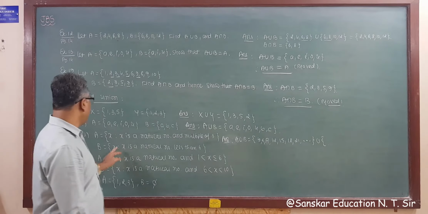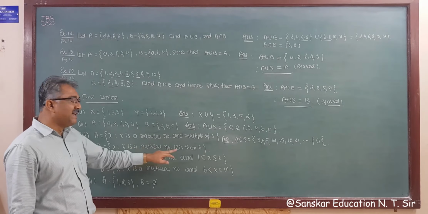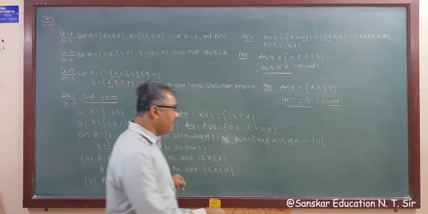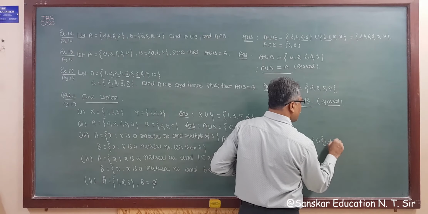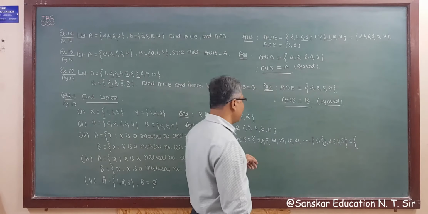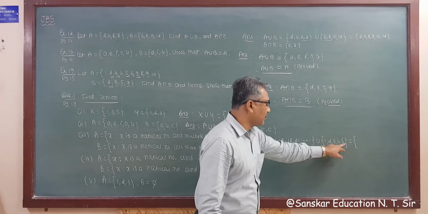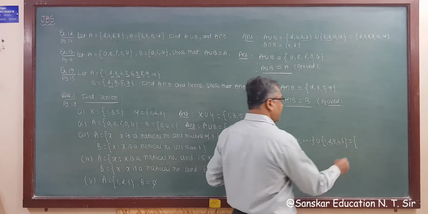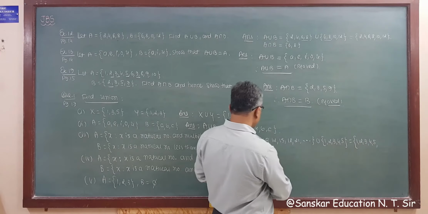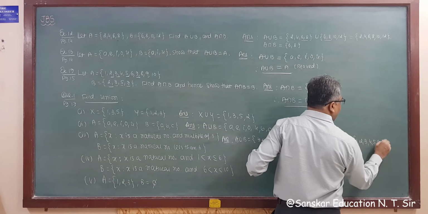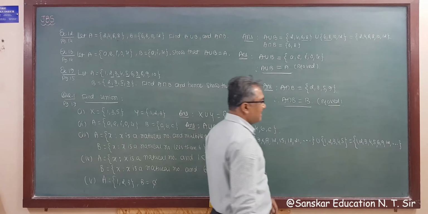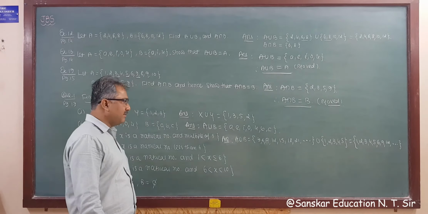Now set B. X is a natural number less than 6. So natural numbers less than 6 are 1, 2, 3, 4, 5. So the union of these two sets is 1, 2, 3, 4, 5, then 6, 9, 12 and continuing up to an infinite set. So this is your A union B.